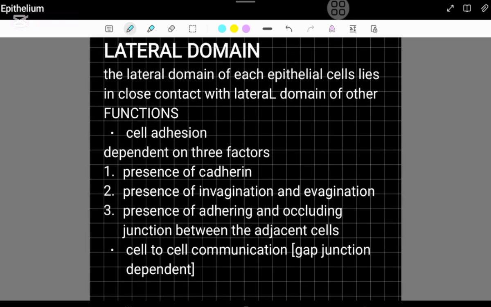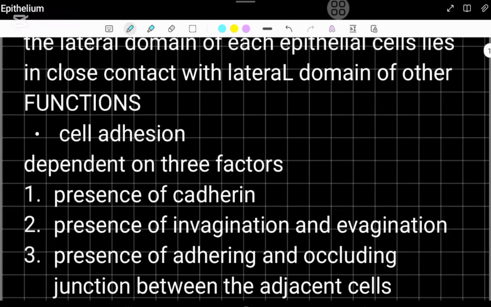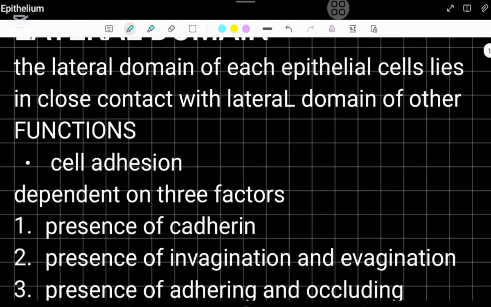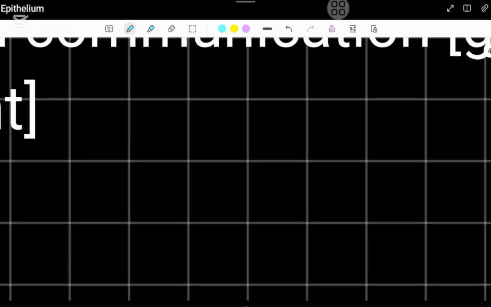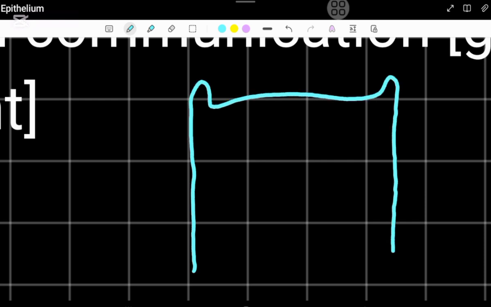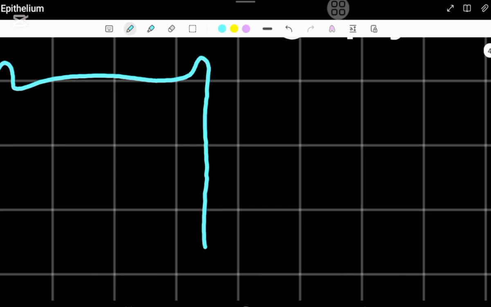We have discussed it before. We have already visualized it. I have already shown you the picture so that you can easily go through and cope with the details as we go through it. So the lateral domain of each epithelial cell lies in close contact with the lateral domain of other cells. Now I have to show this to you. Consider this as one epithelial cell, with that bump I have made so that you can recognize it. Let me change it. Okay, consider these as two epithelial cells.